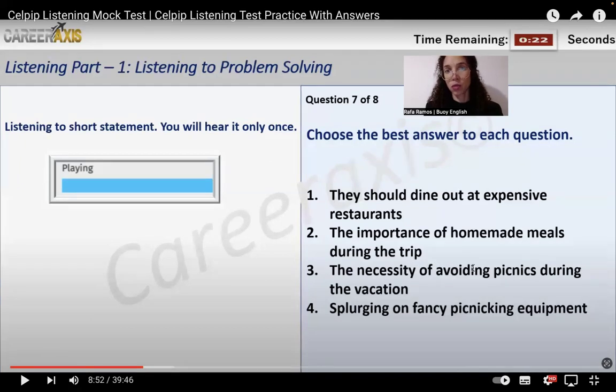She wants to have picnics. Splurging is when you exaggerate. You splurge on ice cream in the summer, for example. So the importance of homemade meals, of cooking at home during the trip, so they don't overspend, right? So 2 here. Let's go for the next and last one of part 1.